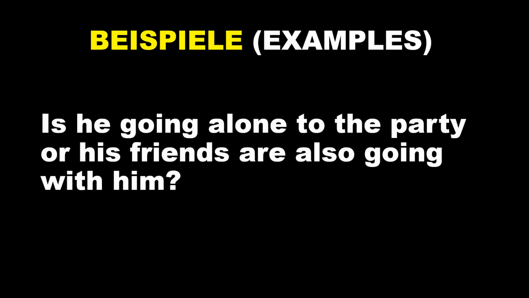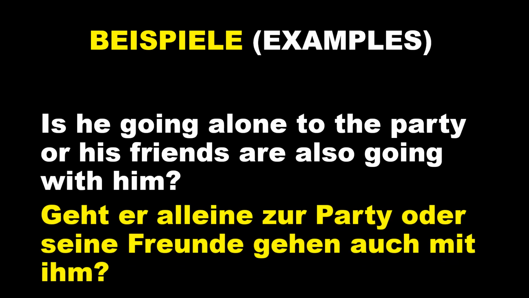The second example here: is he going alone to the party, or are his friends also going with him? Let's see the translation. Geht er alleine zur Party oder seine Freunde gehen auch mit ihm? Ihm, that is dative. So I think it's clear how to use the second connector oder.